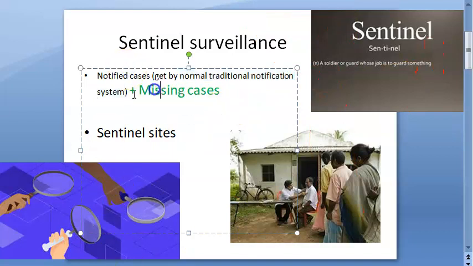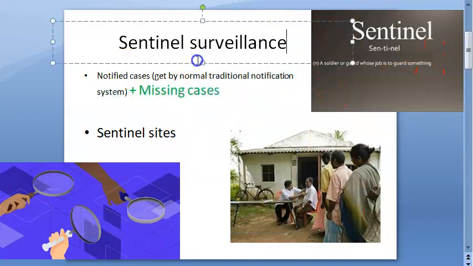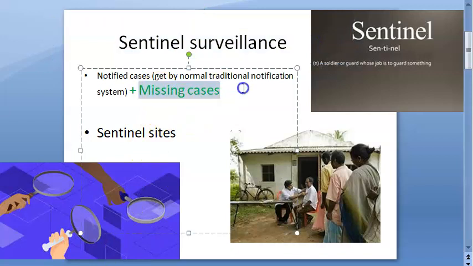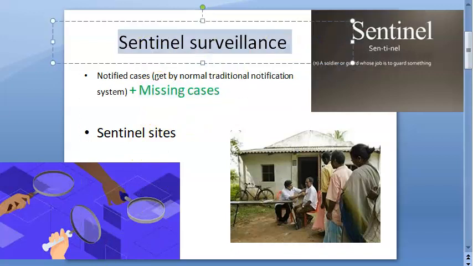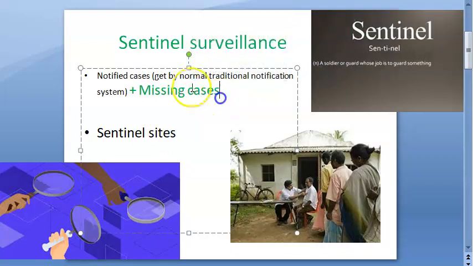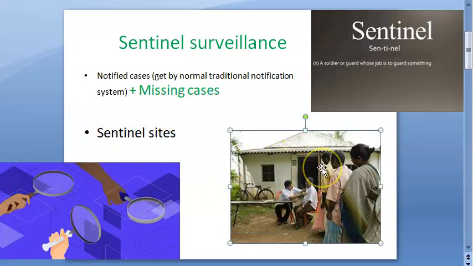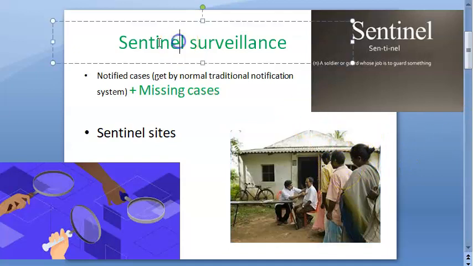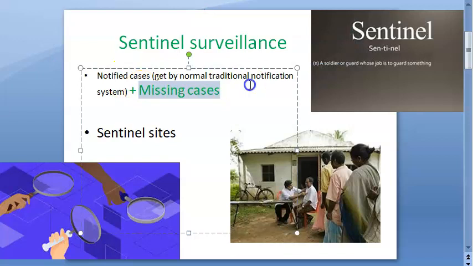Still, there are some cases that go missing. So sentinel surveillance is trying to address those missing cases, the ones which are not getting notified by the normal traditional notification system. So you have something called sentinel sites where there are some doctors who are trained to catch these types of diseases and notify and add them to the list so that the missing cases also get recognized. That's it, as simple as that.